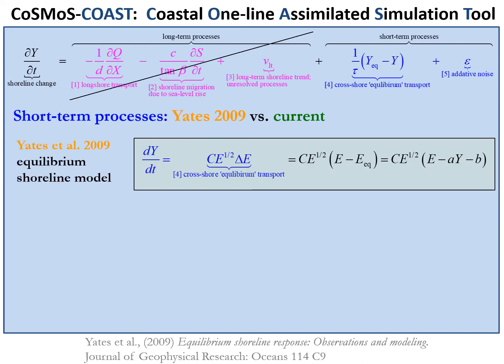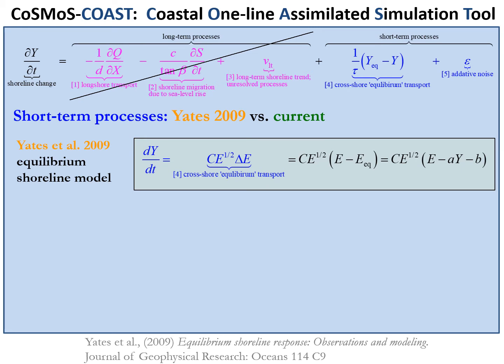So for this work, we're going to ignore the long-term processes and just focus on understanding the behavior of shoreline change predictions for this short-term process here. The reason that we're focusing on this process is because for most shoreline change observations and predictions where we're located in California, most of the variance in the observations is really determined by how the waves influence the shoreline position. And the model that we use in CoSMoS-COAST to do this is the popular Yates et al. equilibrium shoreline model from 2009.